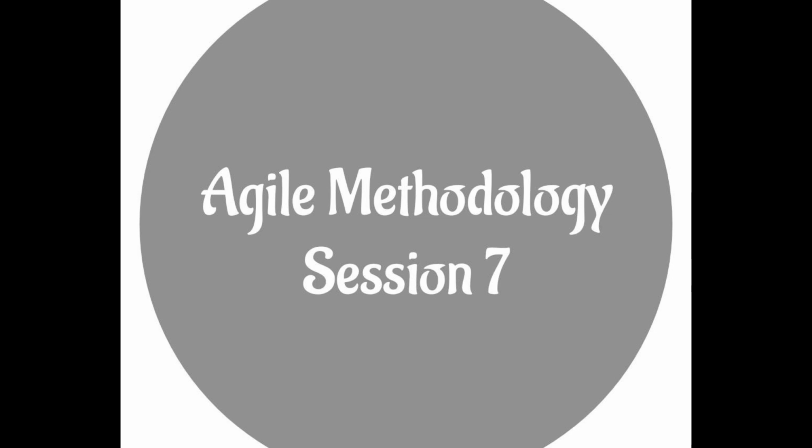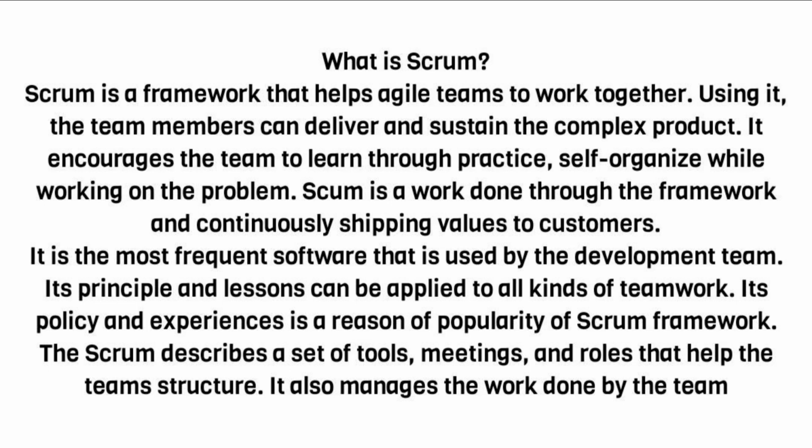Agile Methodology Session 7. What is Scrum? Scrum is a framework that helps Agile teams to work together. Using it, the team members can deliver and sustain a complex product. It encourages the team to learn through practice and self-organize while working on the problem. Scrum is work done through the framework, continuously shipping value to customers.